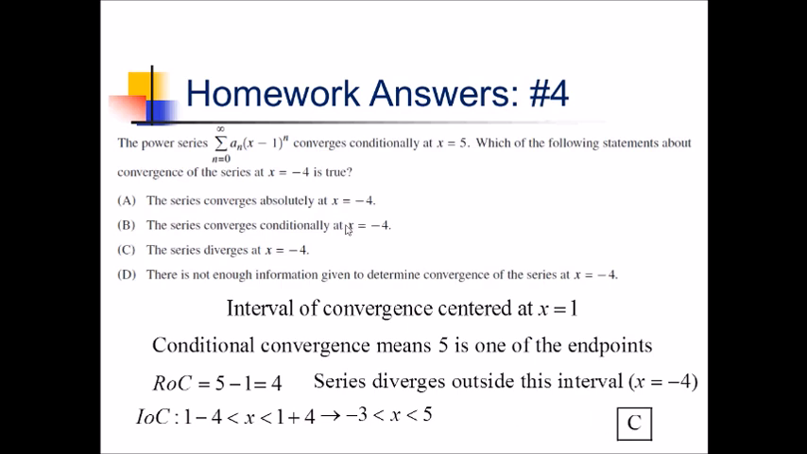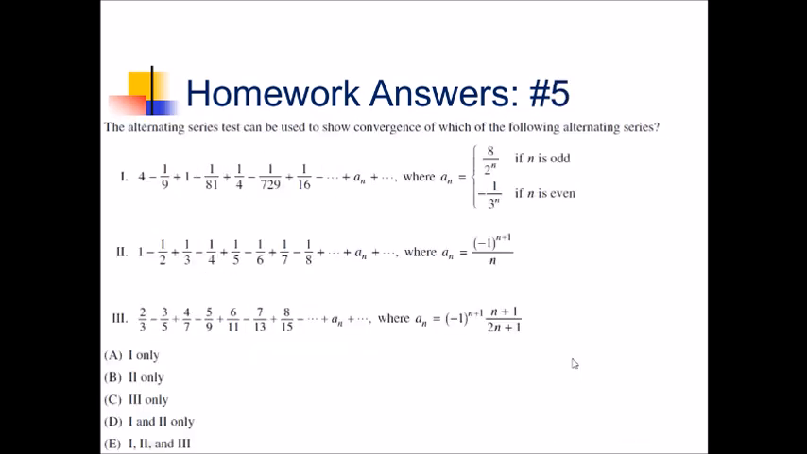Now these other options here, converging absolutely or conditionally at x equals -4, obviously that's the opposite of diverging, and there is enough information as we showed here. For number 11, they're asking the alternating series test can be used to show convergence at which of the following alternating series. We're given 3 options here, and it might be some combination or just one of them. So let's take a look at each of these.